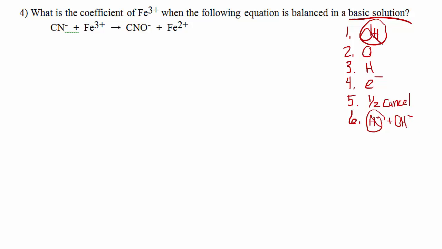All right, so let me show you what I'm talking about. So first thing, let's start with that CN minus. It's got to become CNO minus. So first step, balance everything that's not oxygen or hydrogen. That's already done. Balance oxygen by adding water. So I'm going to have to add H2O over here. Done. Balance the hydrogens by adding H pluses. All right, so plus 2H plus.